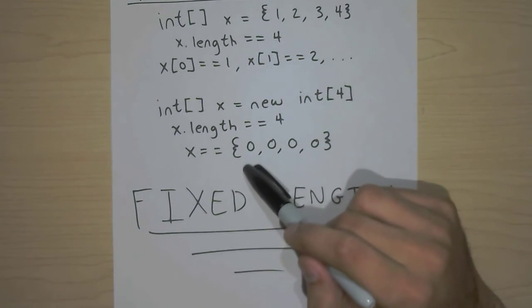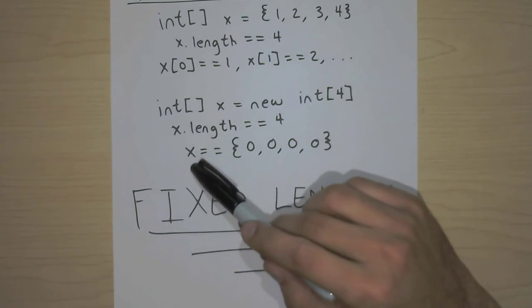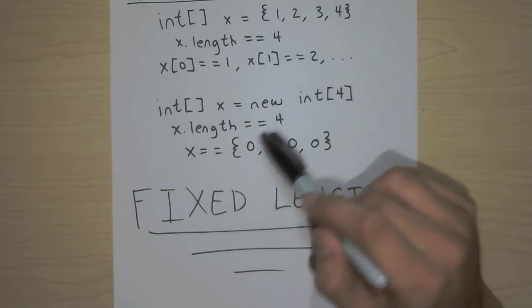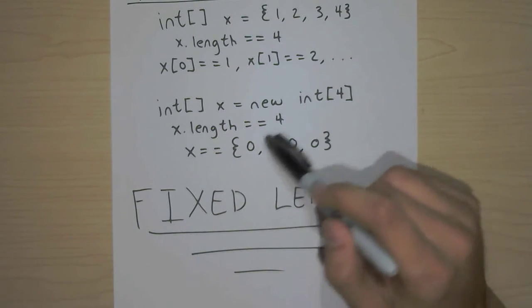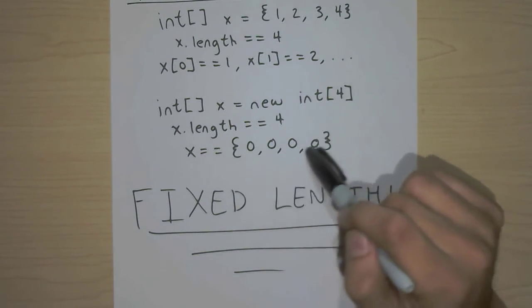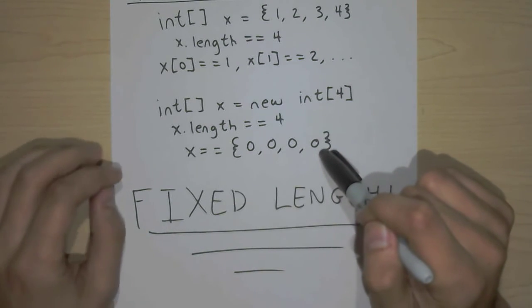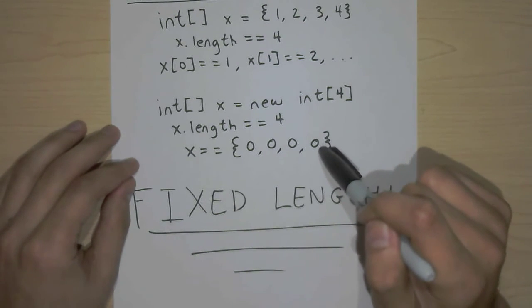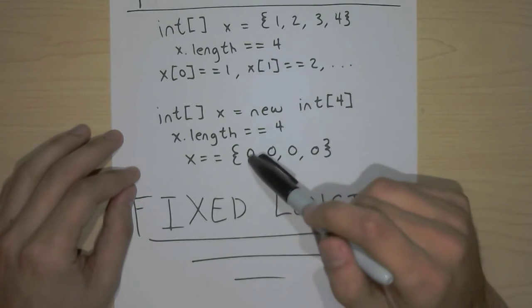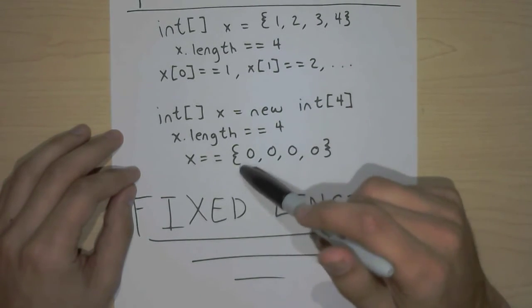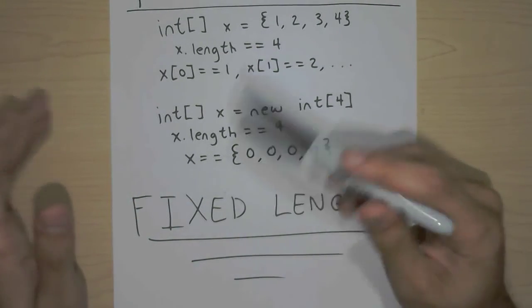Except here now, because you created essentially an empty array, Java is just going to populate the array with as close to a value of 0 as possible. So if you have integers, it'll be 0. If you have doubles, it'll be 0. If you have booleans, it'll be false, and so on.